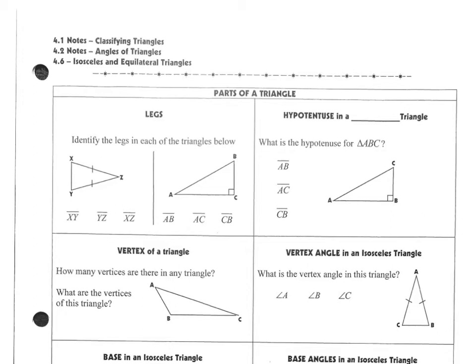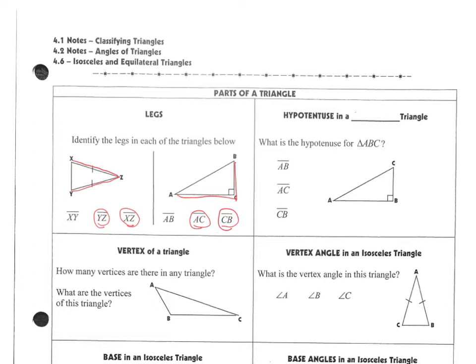So if we look at talking about legs, legs of a triangle, if we look at the legs here, our legs would be right here and right here. If we look at this one, our next triangle, you could see our legs would be right here and right here.